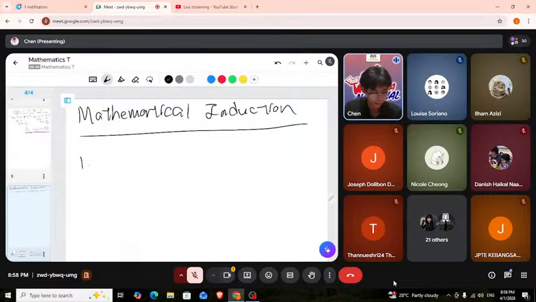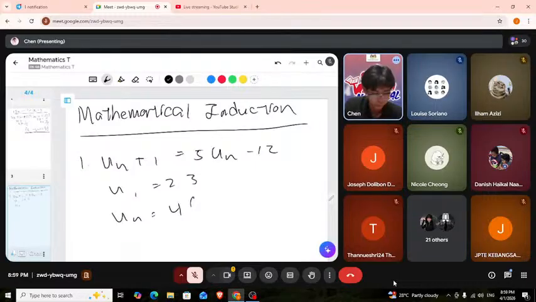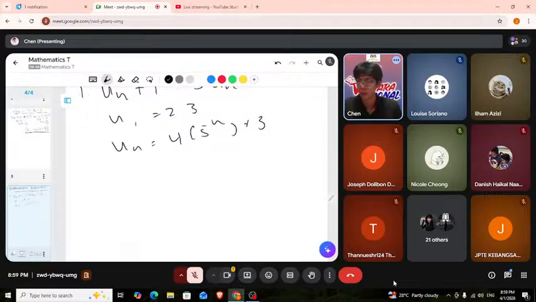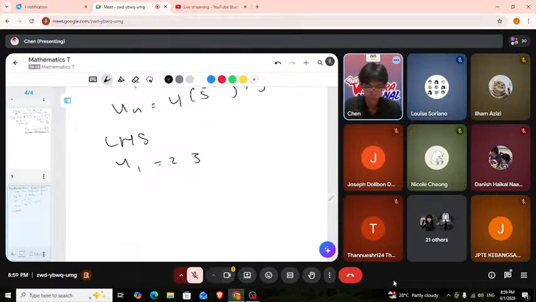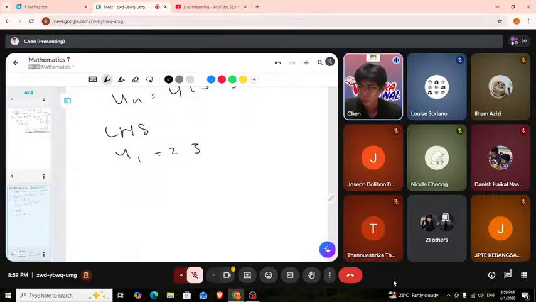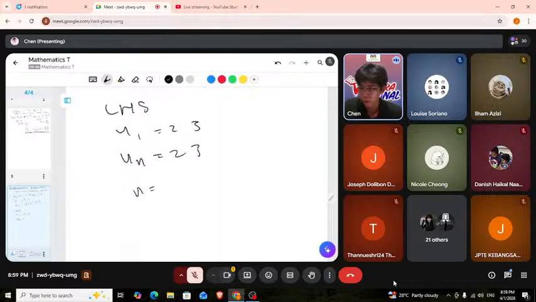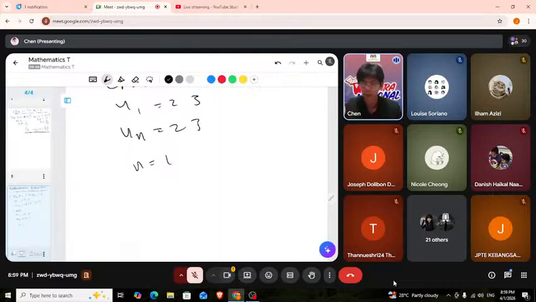Where, for example, if I have un+1 = 5un - 12, u1 is equal to 23, and un is equal to 4(5^n) + 3. First is the left-hand side and right-hand side. So, for example, this left-hand side here, u1 is equal to 23, right? And then usually it'll be like un or something. u1 equals 23, and then you have n equals 1. Then you have to prove the right side and the left side.